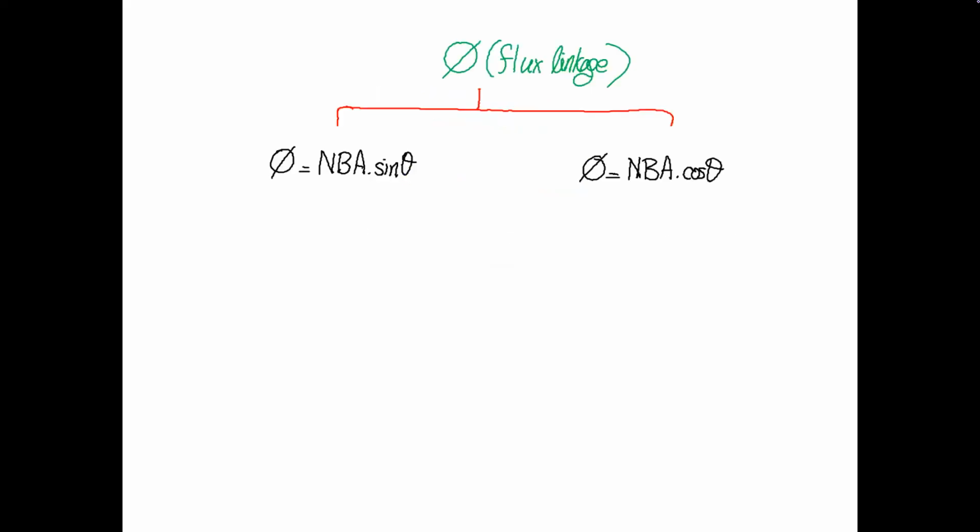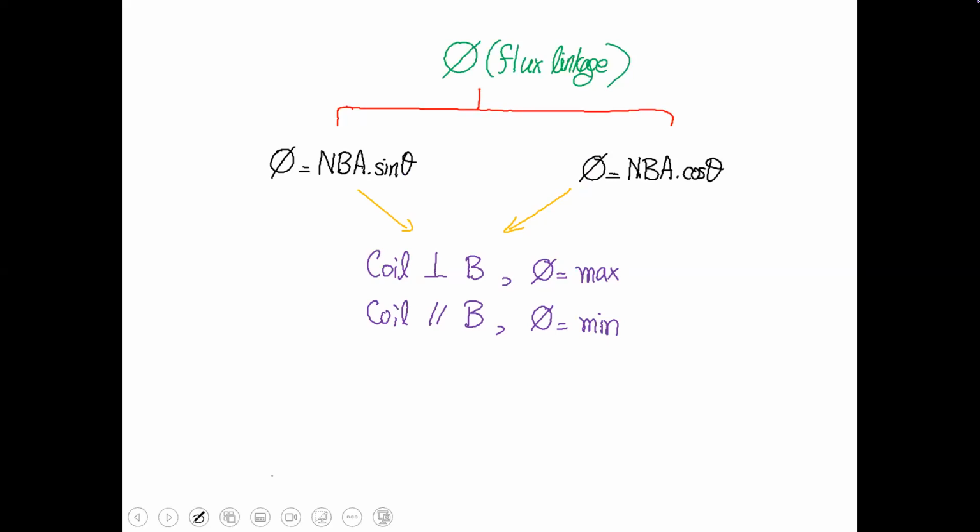Now, there are two formulas for flux linkage, NBA sine theta and NBA cos theta. Make it clear the theoretical situation does not change. When the coil is perpendicular to the field, phi is maximum. When the coil is parallel to the magnetic field, flux linkage is minimum. So there are two formulas. You have to copy this screen. Now in the paper, until the examiner says something else, you always have to use the formula with sine.